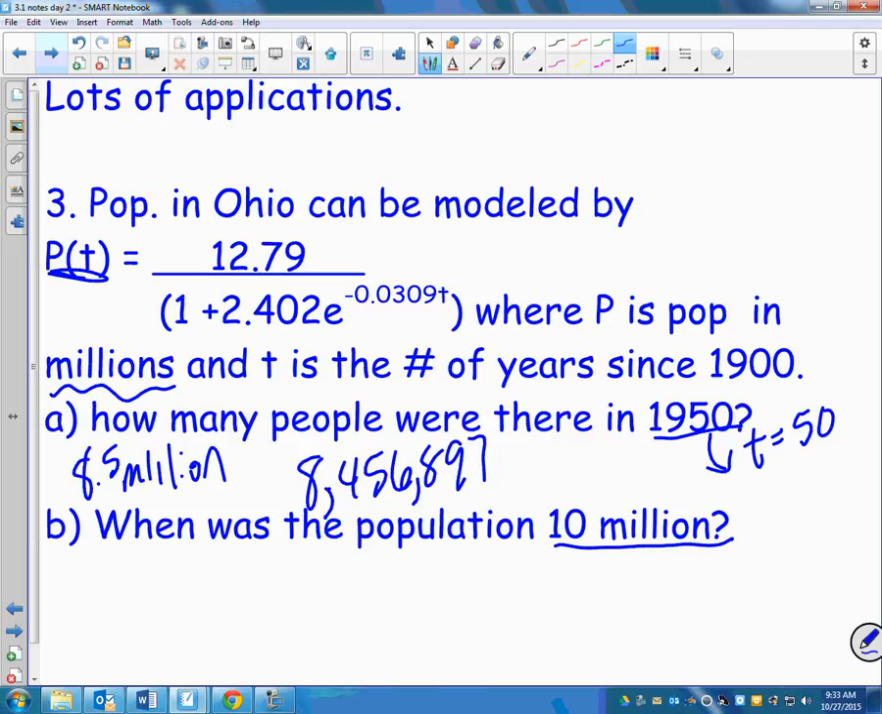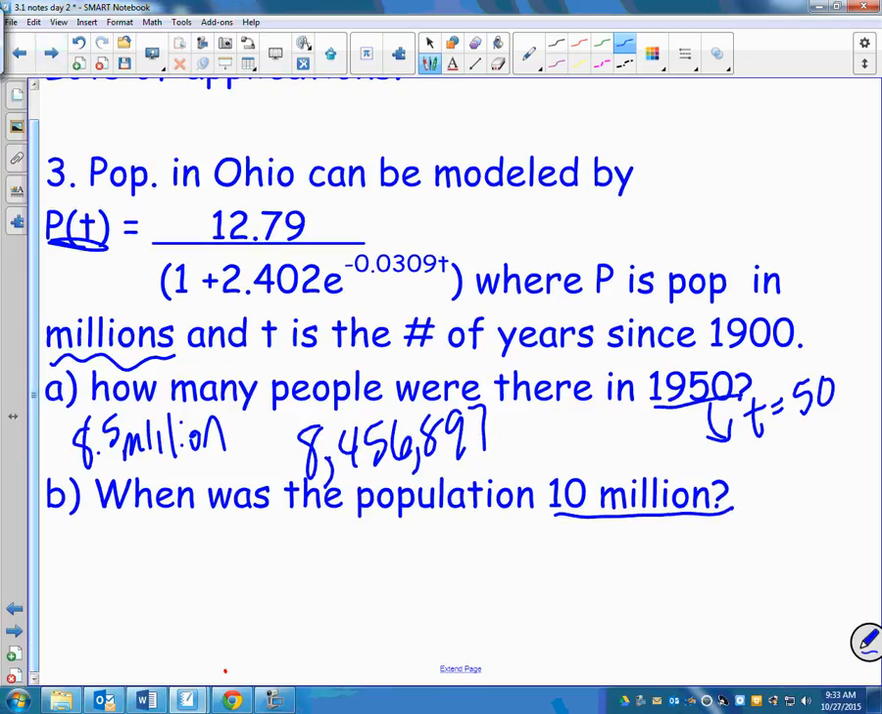But today, I think we could just do some guess and check. If I fixed t values and looked at the population, should I pick higher than 1950 or lower than 1950? Higher, because I already know in 1950 there were about 8.5 million. So let's pick another number and plug it in and see if we can get 10 million. So what do you think? Let's go 1960. Anybody got a guess? 1960.